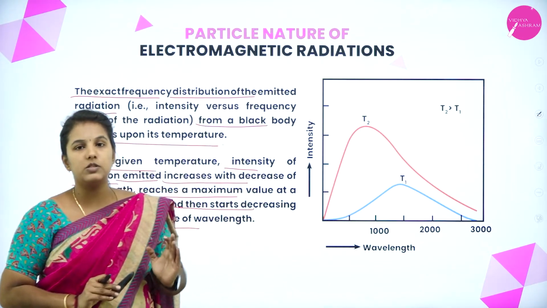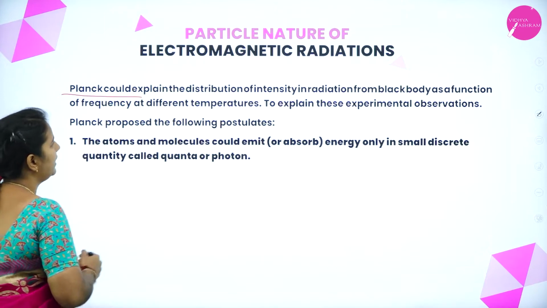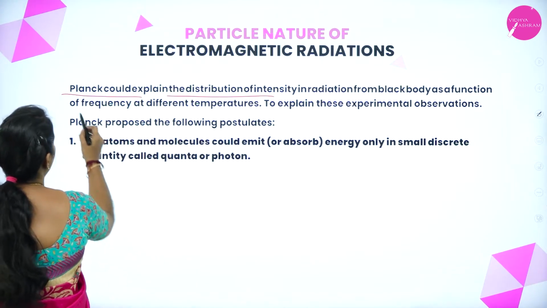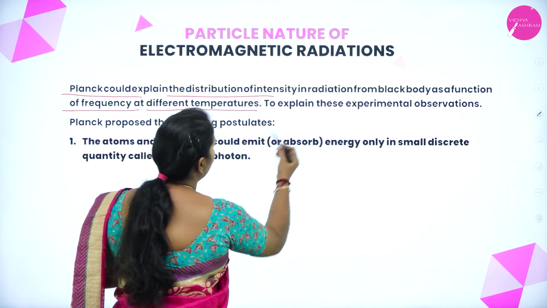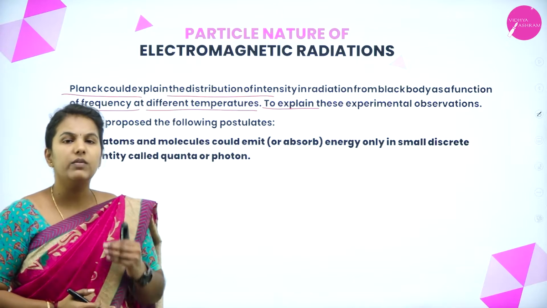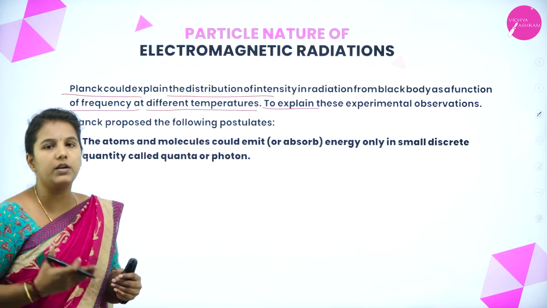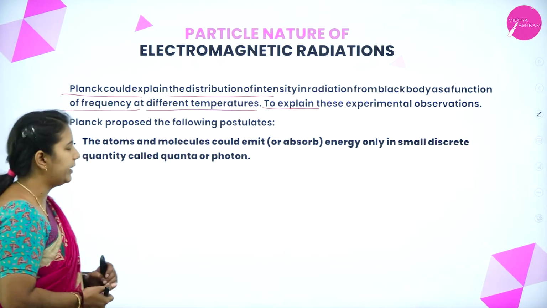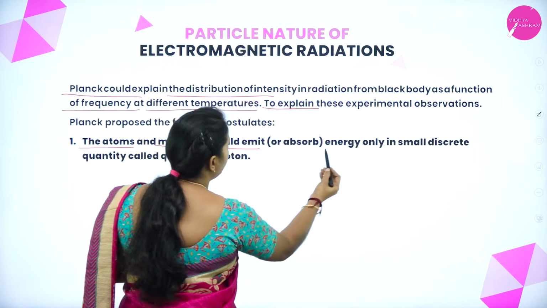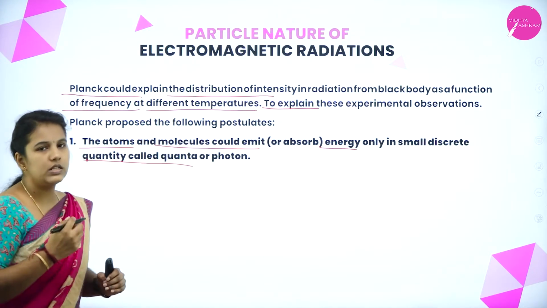This was the first observation made by Max Planck, and Planck could explain the distribution of intensity in the radiation from the black body as a function of frequency at different temperatures. To explain this, he gave some postulates. Now let us see which postulates were given by Max Planck to explain that the frequency of the emitted radiation also depends upon the temperature. According to him, atoms and molecules could emit or absorb energy in small discrete quantities. They are known as photons.